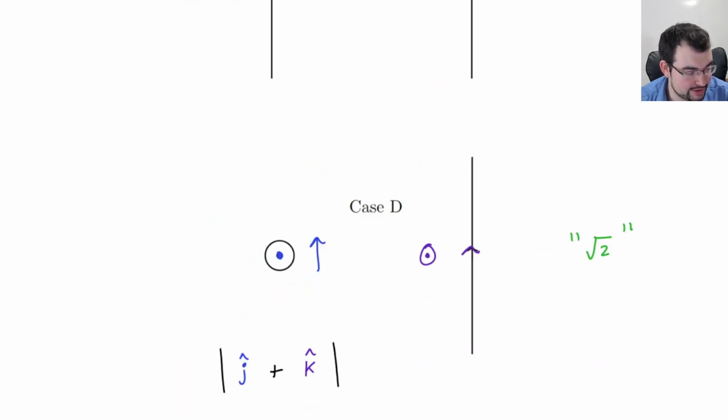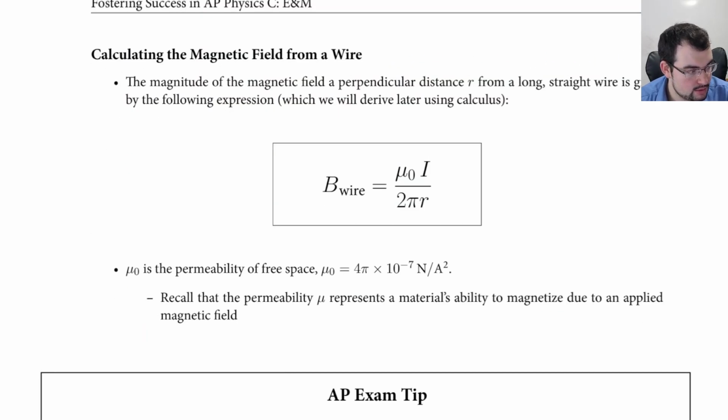So pretty straightforward ranking there. We will derive this formula later, but the magnetic field from a wire is equal to mu naught times I over 2 pi r. Mu naught is a constant called the permeability of free space, or vacuum permeability, which represents roughly a material's ability to magnetize. It has a value of 4 pi times 10 to the minus 7th Newton per ampere squared, so that's your SI unit there. I is, of course, the current, and r is the perpendicular distance from the wire.